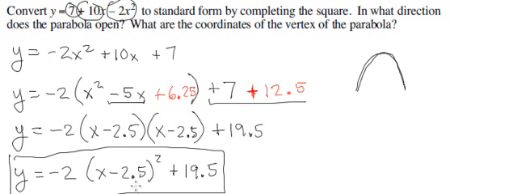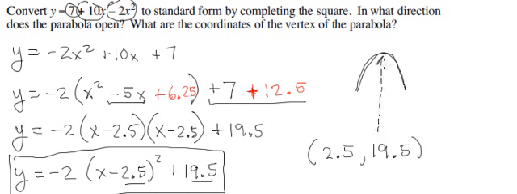What are the coordinates of the vertex? P and Q tell you the vertex. It is at 2.5, because remember that horizontal sign gets switched, and 19.5. So that vertex would be the point right there at the top of the hill.